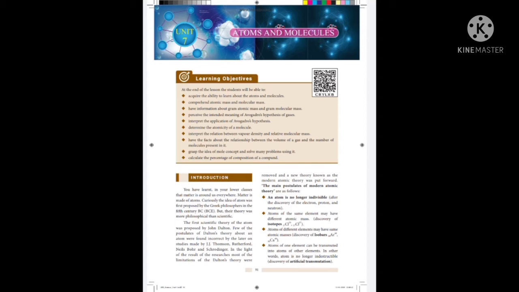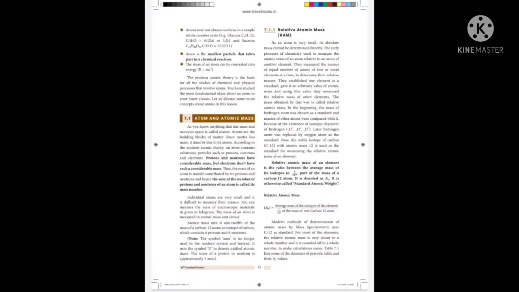Next, atoms of different elements may have the same atomic number. Atoms of different elements may have the same atomic masses. Example, isobars. Isobars have different atomic numbers but the same atomic masses. Next, atoms of one element can be transmuted into atoms of other elements.